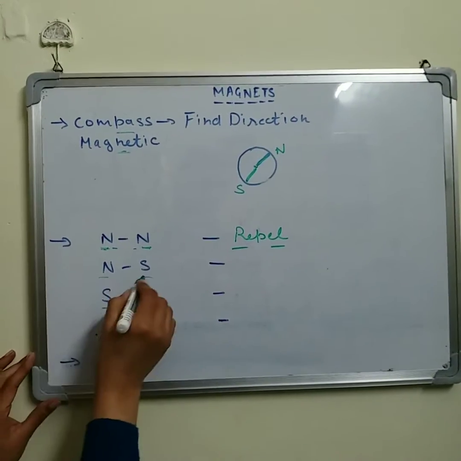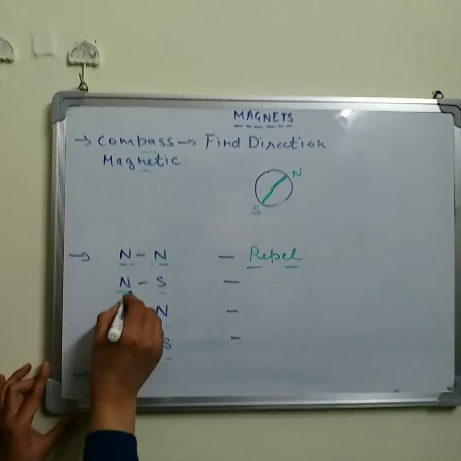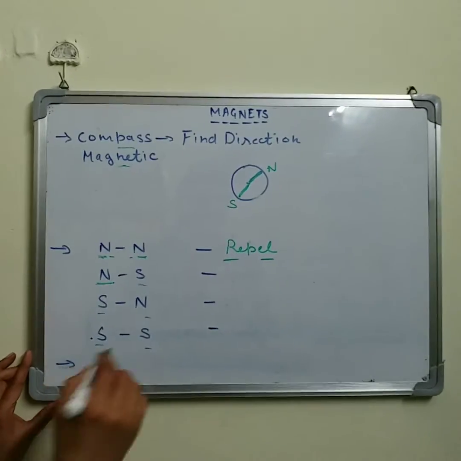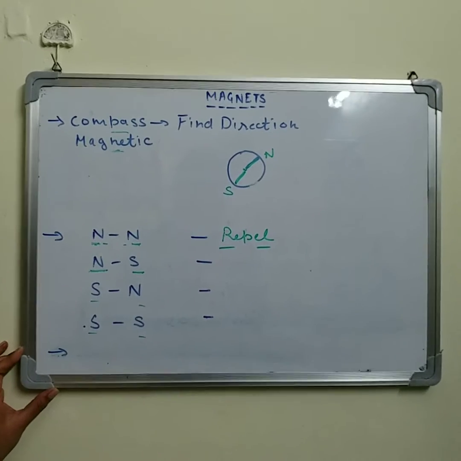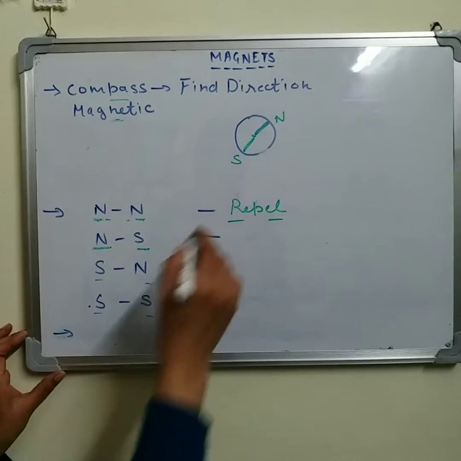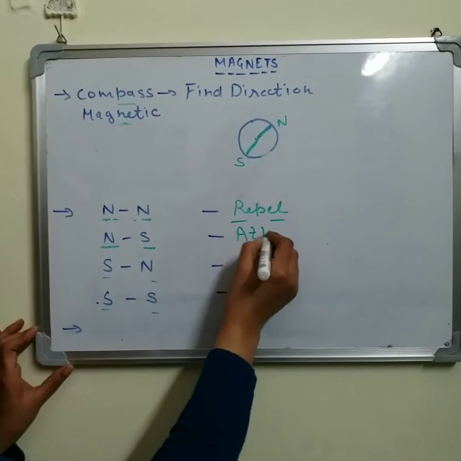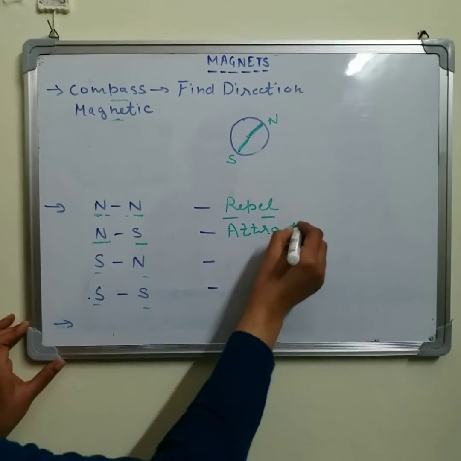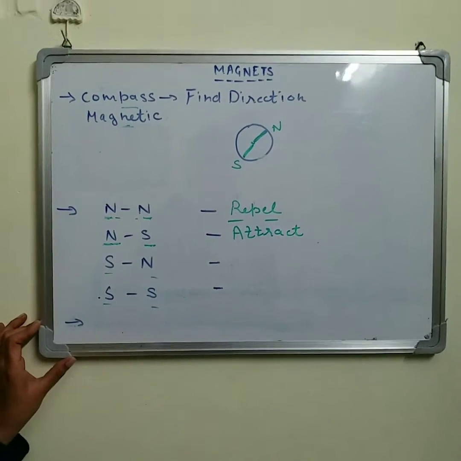So there is a next one for you. For one magnet there is a north pole and for another magnet there is a south pole. So will they attract or repel each other? Yes, you are right. Now they will attract each other because there are two different poles.